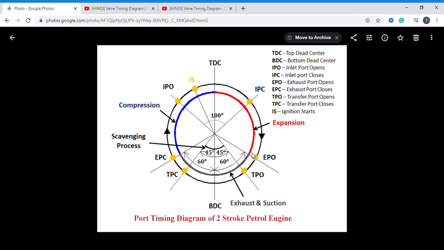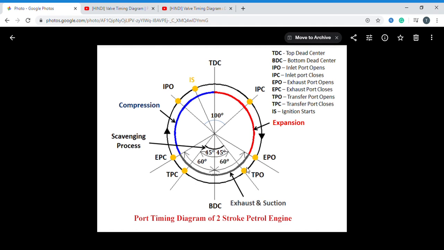Again, the exhaust port opens before BDC at 60 degrees. Before BDC 60 degrees. But here exhaust port closes after BDC 60 degrees, that you can remember. The transfer port opens before BDC 45 degrees, and after BDC the transfer port closes at 45 degrees.